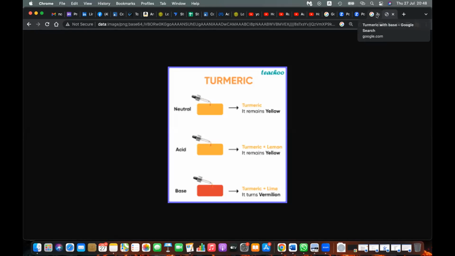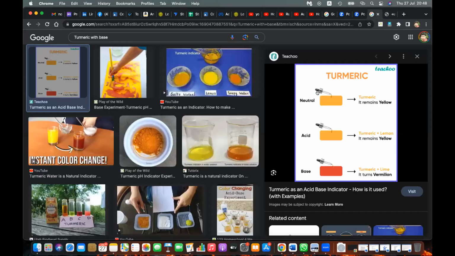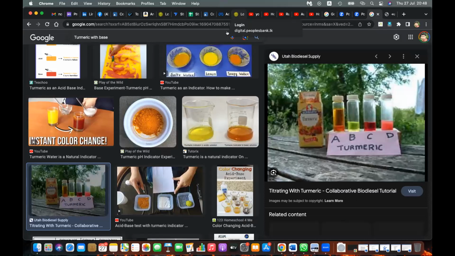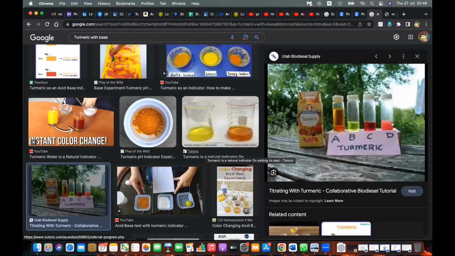the problem can get worse, especially on white clothes. Right? So that can be a problem here because turmeric is a kind of indicator. Turmeric is a kind of indicator that you can use because it changes color based on acids and bases. Okay, so that we have discussed.